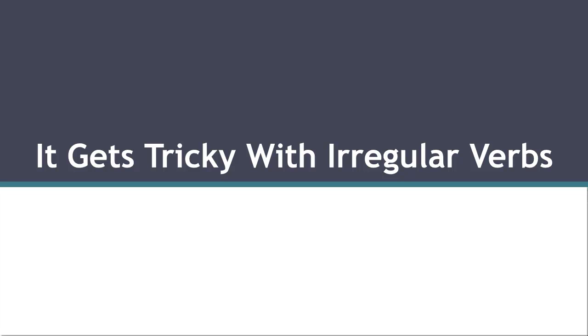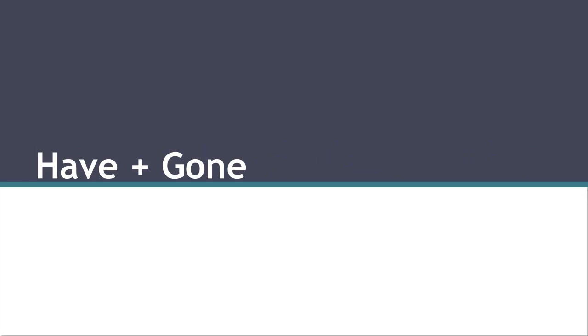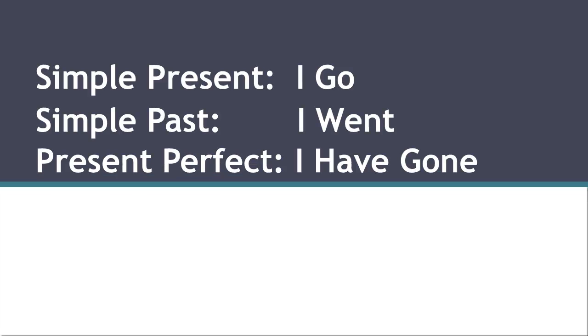However, it gets tricky when we use irregular verbs, verbs that don't end with ed. So the verb go in the past is went, and the past participle is gone. So we use have plus gone, have gone. The simple present I go, simple past I went, and the present perfect I have gone.